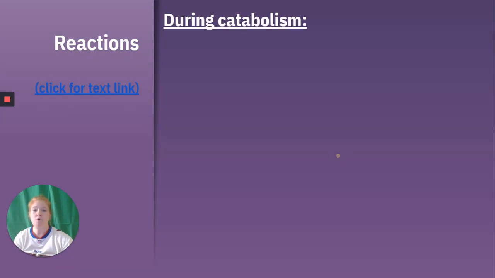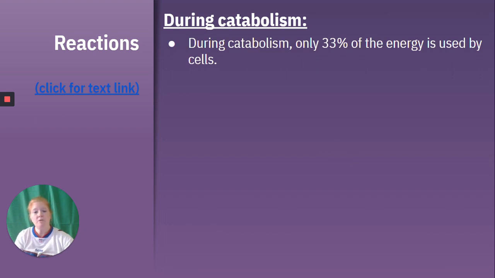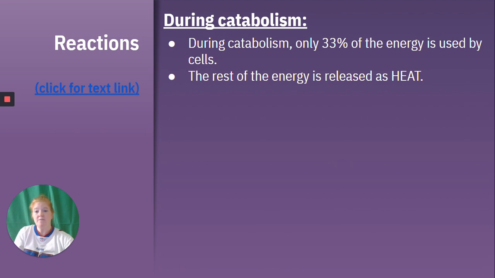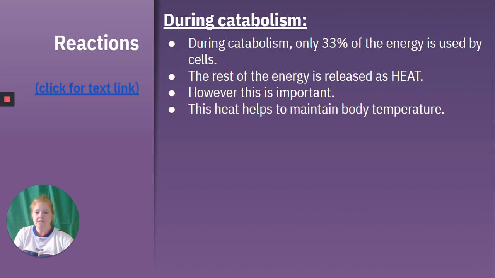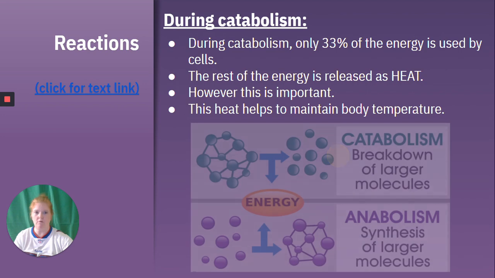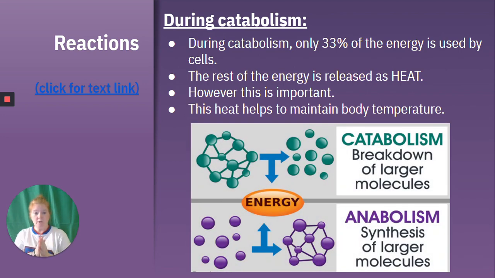Okay? So during catabolism, only about 33% of the energy is actually used by cells. The rest of the energy is released as heat. However, this is important. Why? Because this heat helps us maintain our body temperature, which is crucial for our survival. So again, really quick summary, catabolism takes a big molecule and breaks it into small ones and releases energy. Anabolism takes little ones and makes a big one and takes in energy.